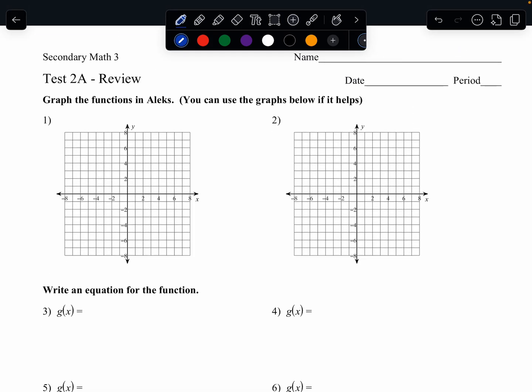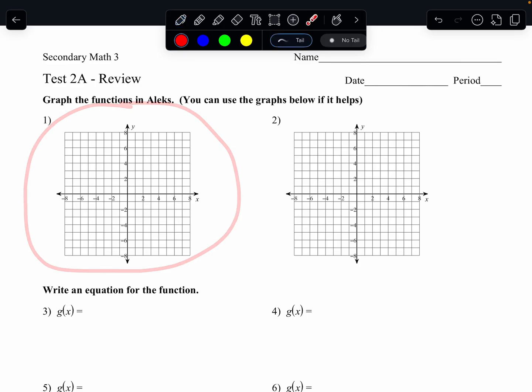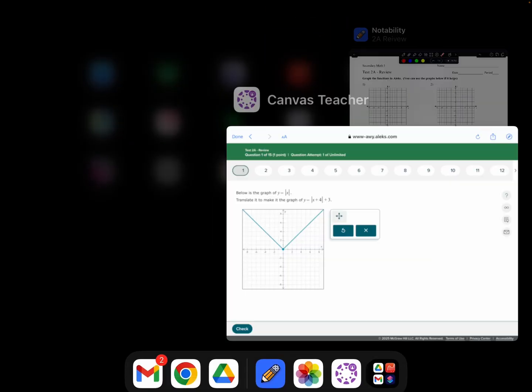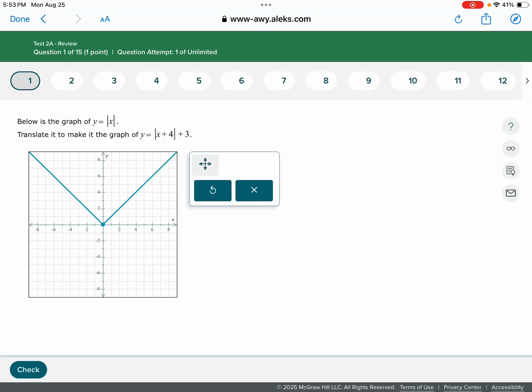Say for question 1, it says graph the functions in ALEKS, and you can use these graphs here if it helps you. You don't have to put your work here, but if you want, that's great. I like it when you guys show your work. But if you're able to answer just in this window, what you see in ALEKS, that's also great.